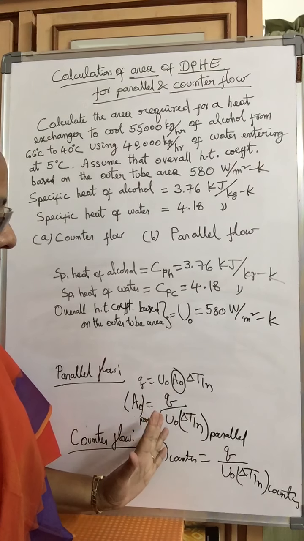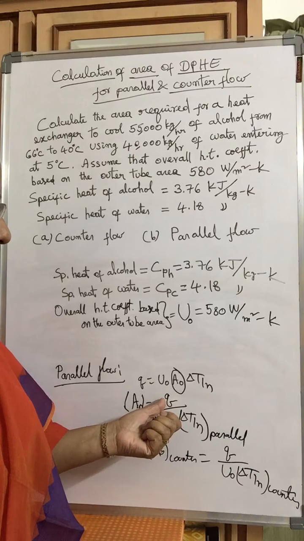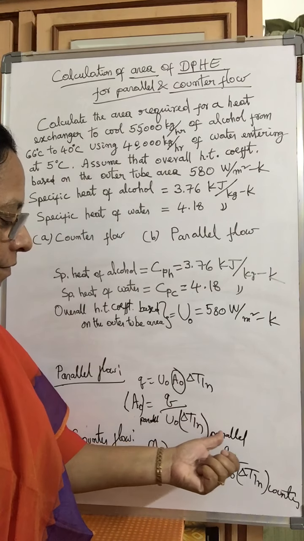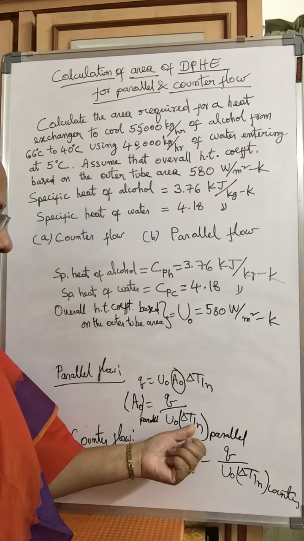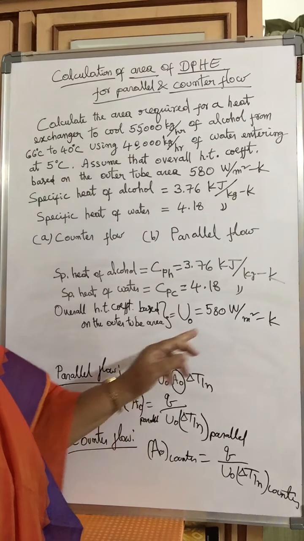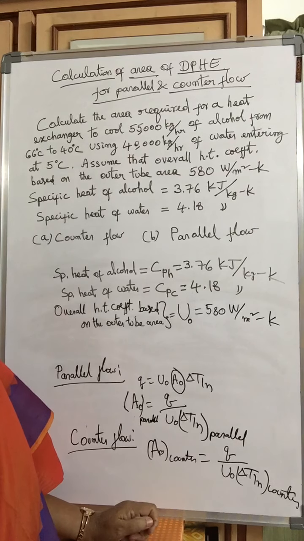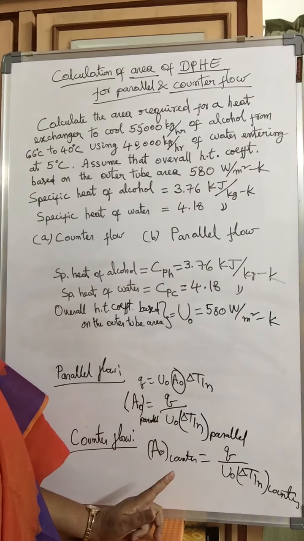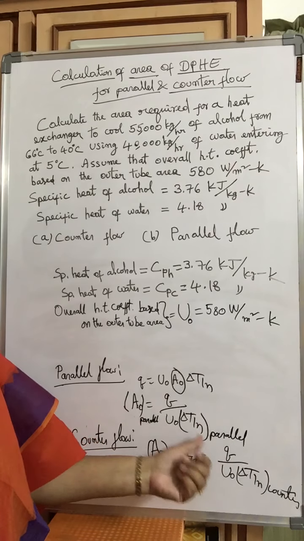So what information is required? U naught information we have. Q we should calculate, and delta T ln, both parallel and counter, we need to calculate. To calculate delta T ln, we need all the 4 temperatures. Here one temperature is missing. What is that? Outlet temperature of water. So first we need to calculate that, then only we can proceed for this calculation.